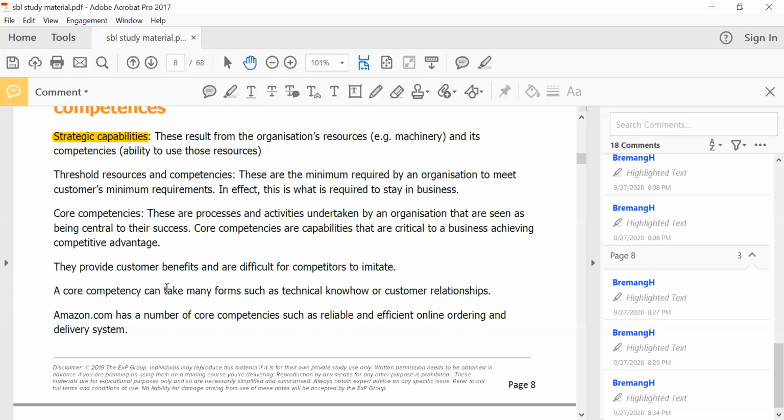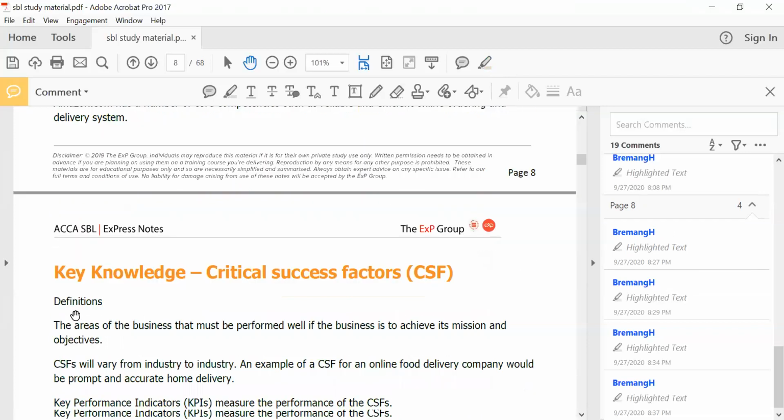A core competency can take many forms, such as technical know-how, customer relationships. Some businesses have aligned themselves with customers that it becomes very difficult for you to convince their customers. They have actually positioned themselves into the minds of the customers that there's nothing you can tell that customer to convince that customer. And in that case, it can be your core competence. Amazon.com has a number of core competencies, such as a reliable and efficient online ordering and delivery system. That is Amazon's core competence.